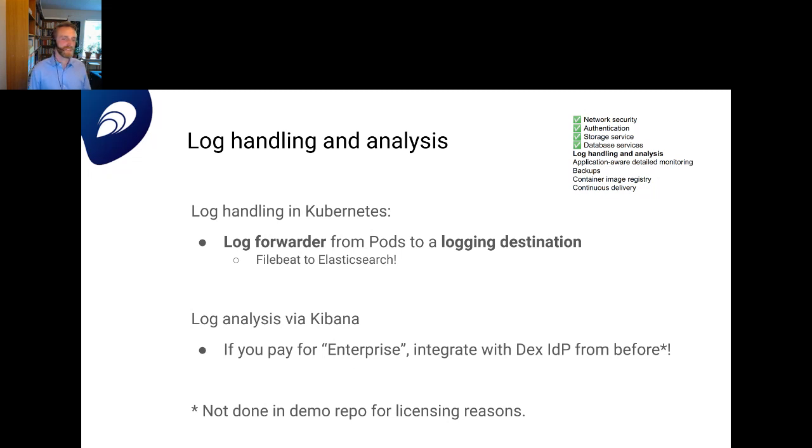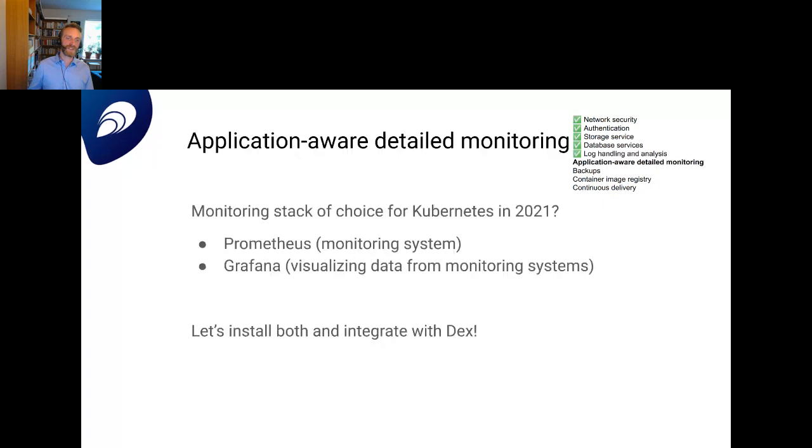Now, I did say, and this might, of course, be of interest to application developers, that there is application-aware detailed monitoring. So the monitoring stack of choice for Kubernetes in 2021 is Prometheus, which is a monitoring system that pulls data from various sources, and then Grafana to visualize that data. And Prometheus has this concept of exporters. So something that will export data in a format that Prometheus will understand. And it's very easy to create that for your own application. And then all you need to do is update those values, and Prometheus will go and scrape your application every, well, it's configurable, but say every 15 seconds or so, so that you can keep track of these values.